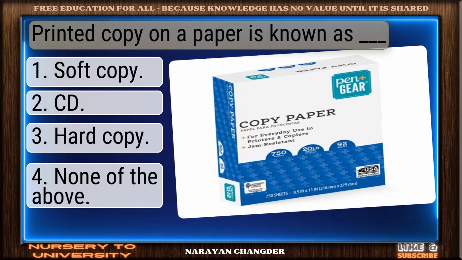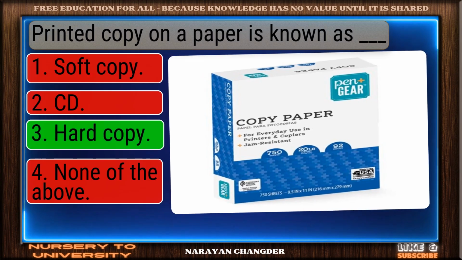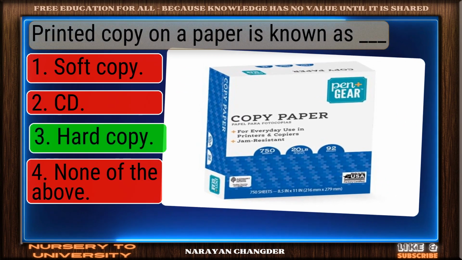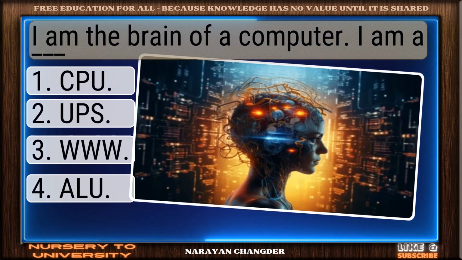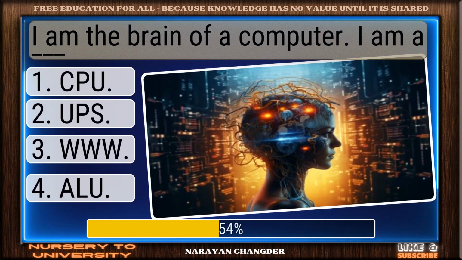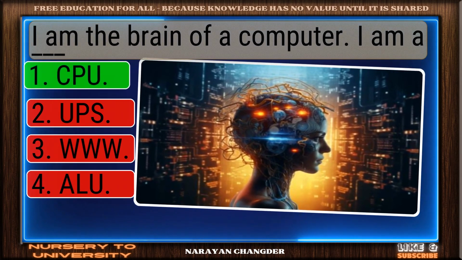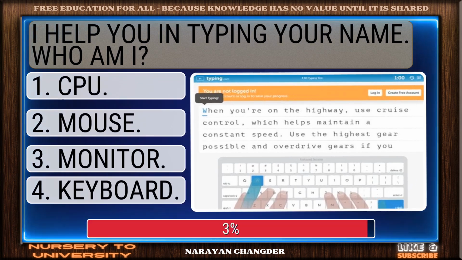Printed copy on a paper is known as dash. You're right. Hard copy is the correct answer. I am the brain of a computer. I am a dash. You chose CPU, and it is correct. I help you in typing your name. Who am I?